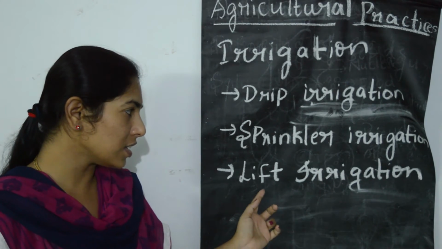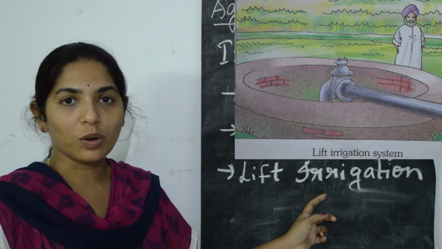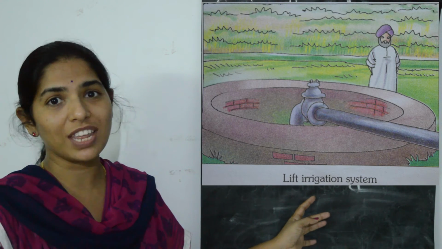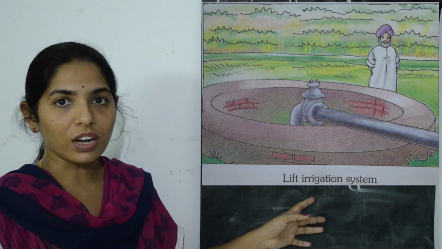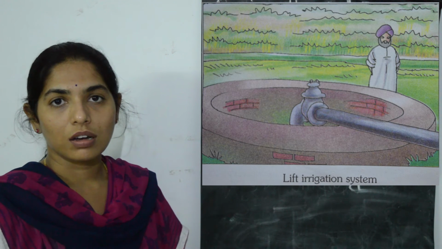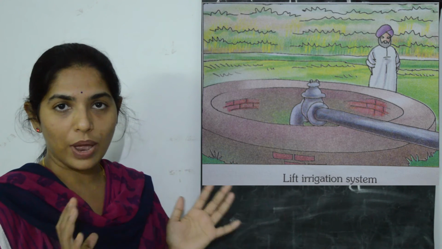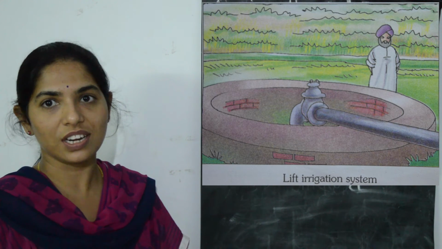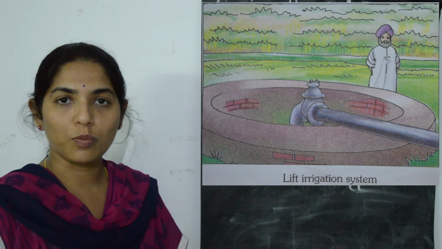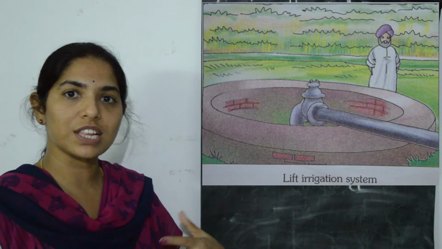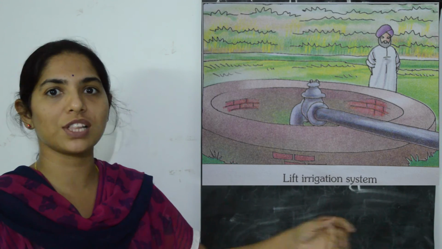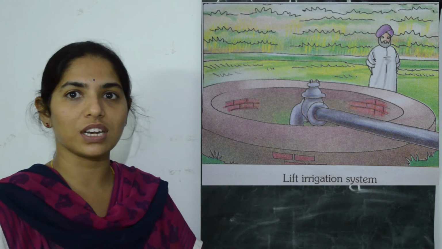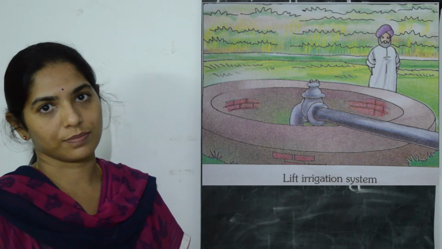The last method is the lift irrigation system. Now this method is mainly applicable where the water bodies are present very close to the field. So what is actually done is a well or a tank is constructed in the field, and the water, with the help of a motor, is lifted from the water bodies, either rivers or ponds, to the well. From the well, the water is supplied to the field.